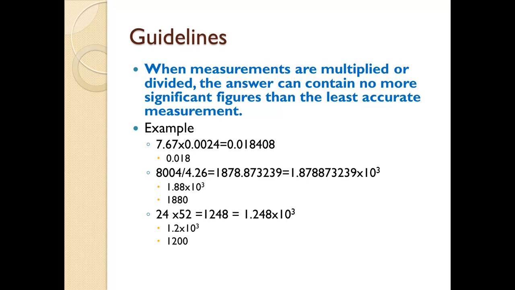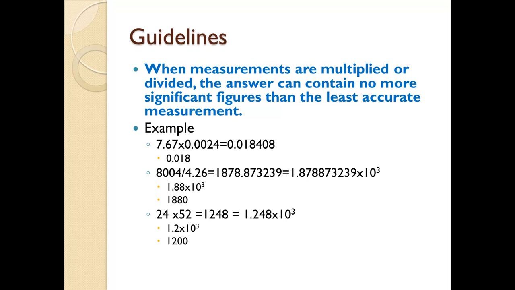My next example, I'm going to look at the least accurate measurement, which is 4.26, which has three significant figures. So even though my calculator displays 1.87887 by 10 to the 3, to present it in three significant figures, my final answer is 1,880.